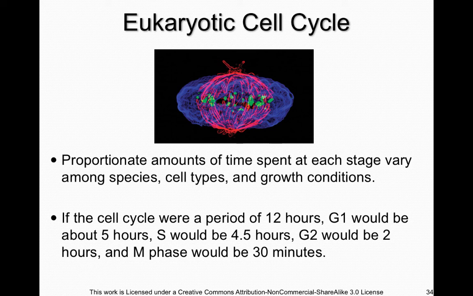Now the cell cycle, the amount of time spent at each stage does vary between species, cell type, and the growth conditions. But if you're looking at a cell cycle period of 12 hours, G1 would last about 5, S would last about 4.5, and G2 would be 2, right? So we're looking at about 11.5 hours of interphase, which is not part of mitosis. The part where we actually see movement would be about 30 minutes. So the prep stage is much, much longer than the actual movement stage. But the movement stage is so important because that also leads to a lot of issues and genetic disorders later that we're going to talk about.